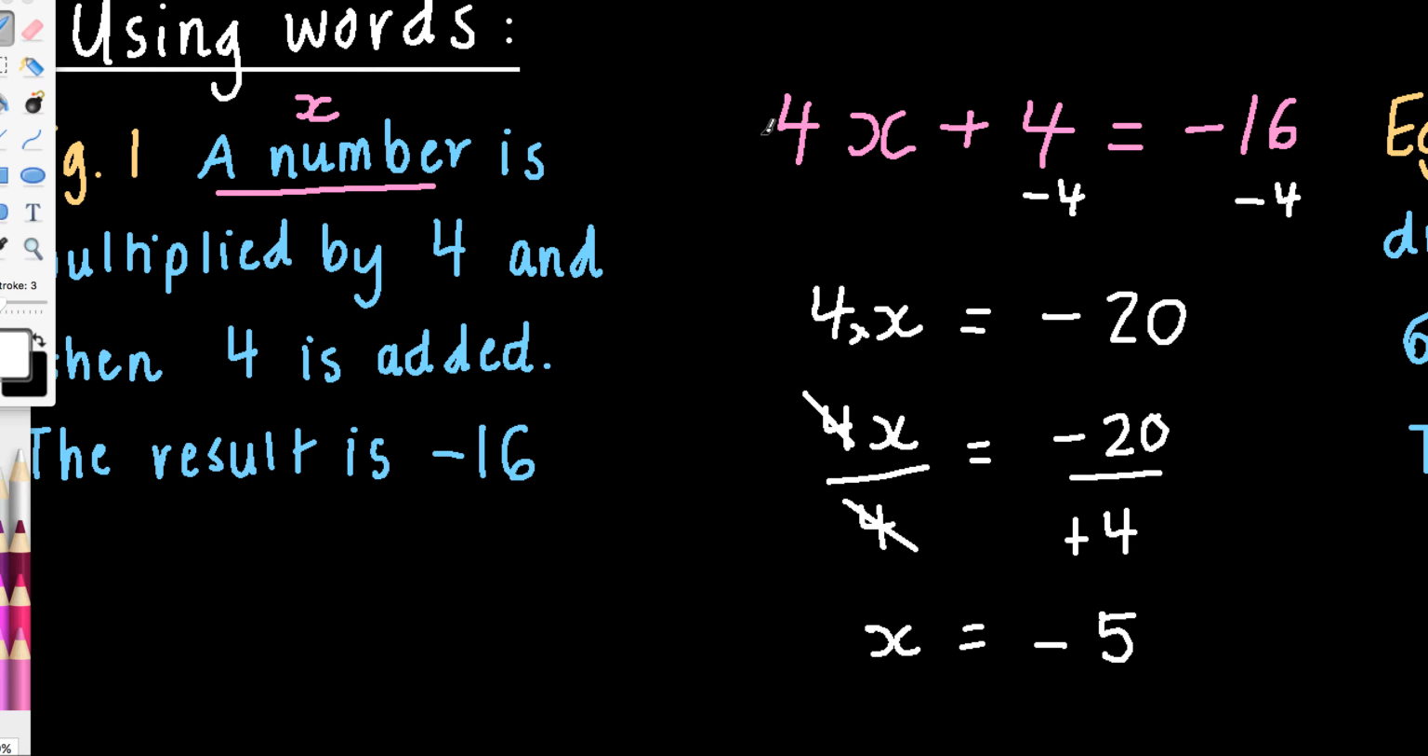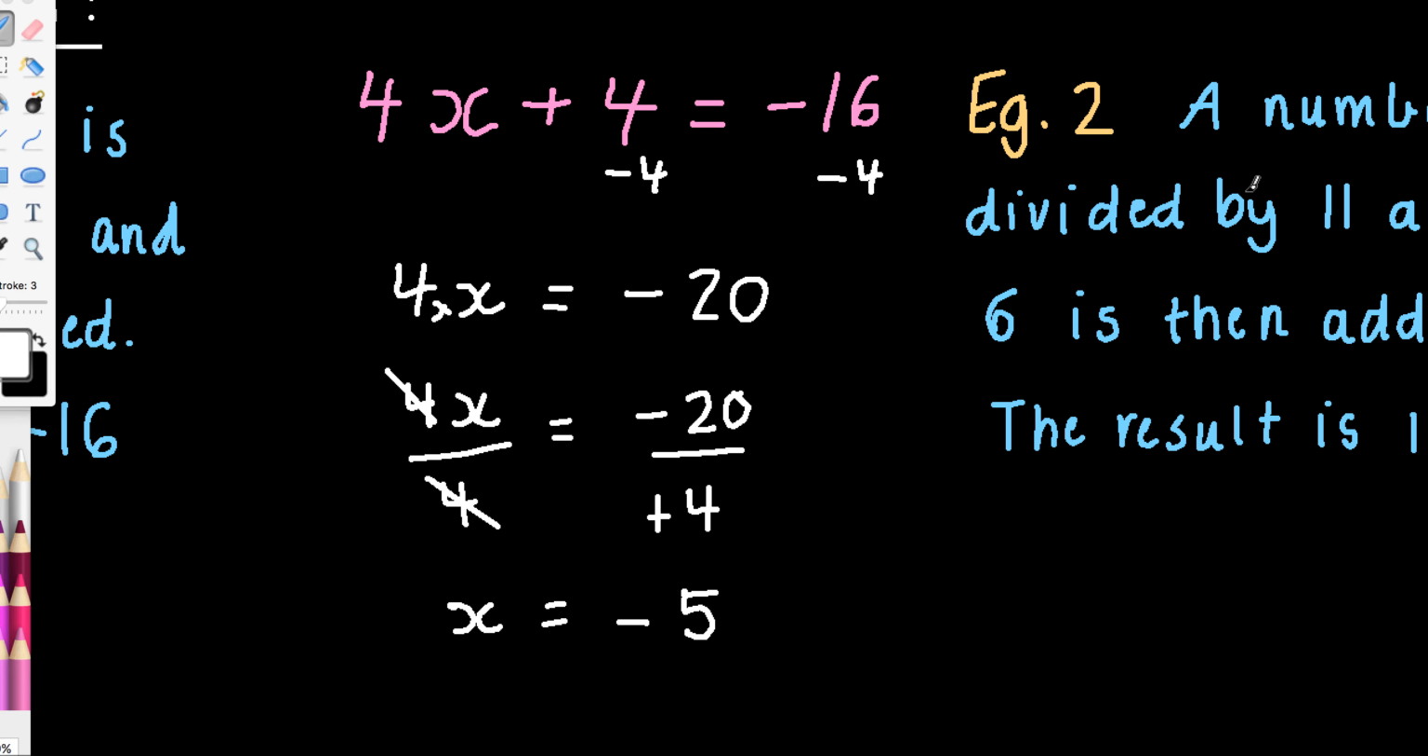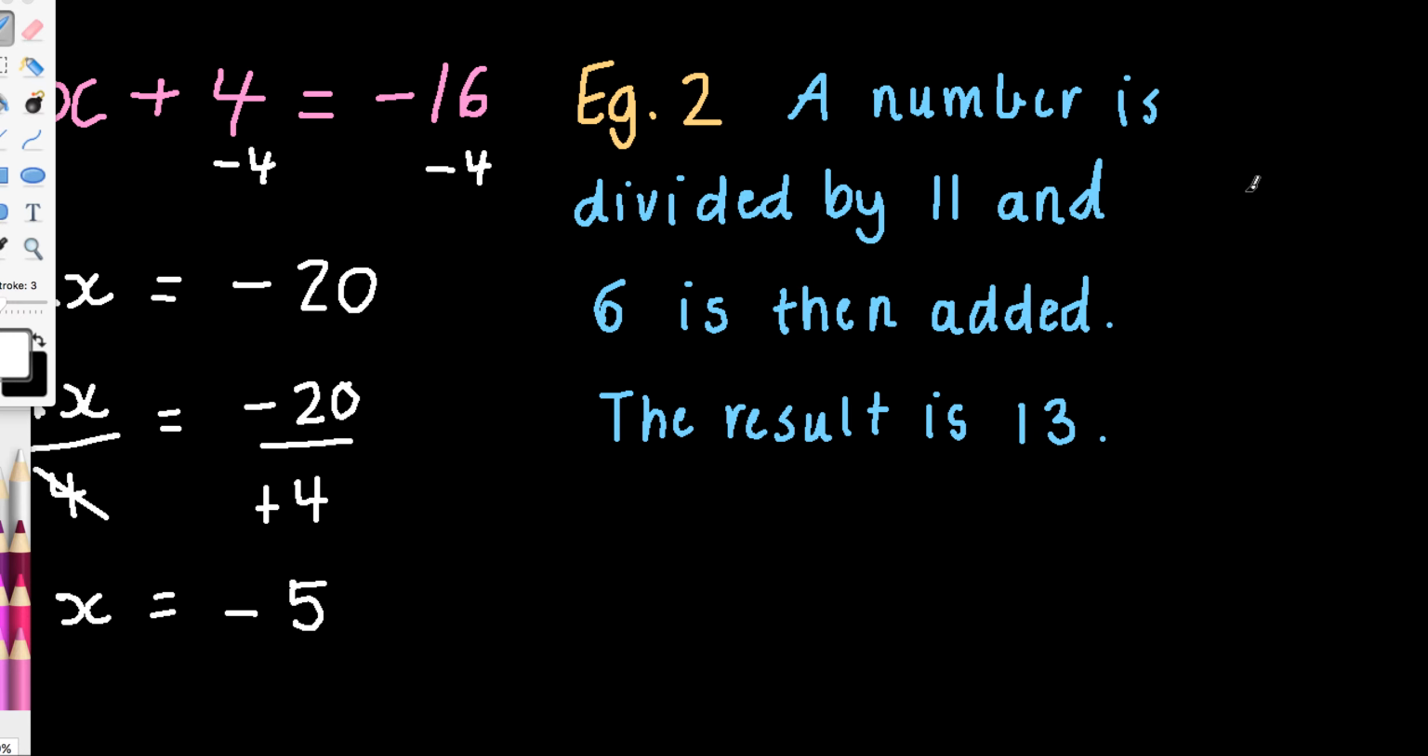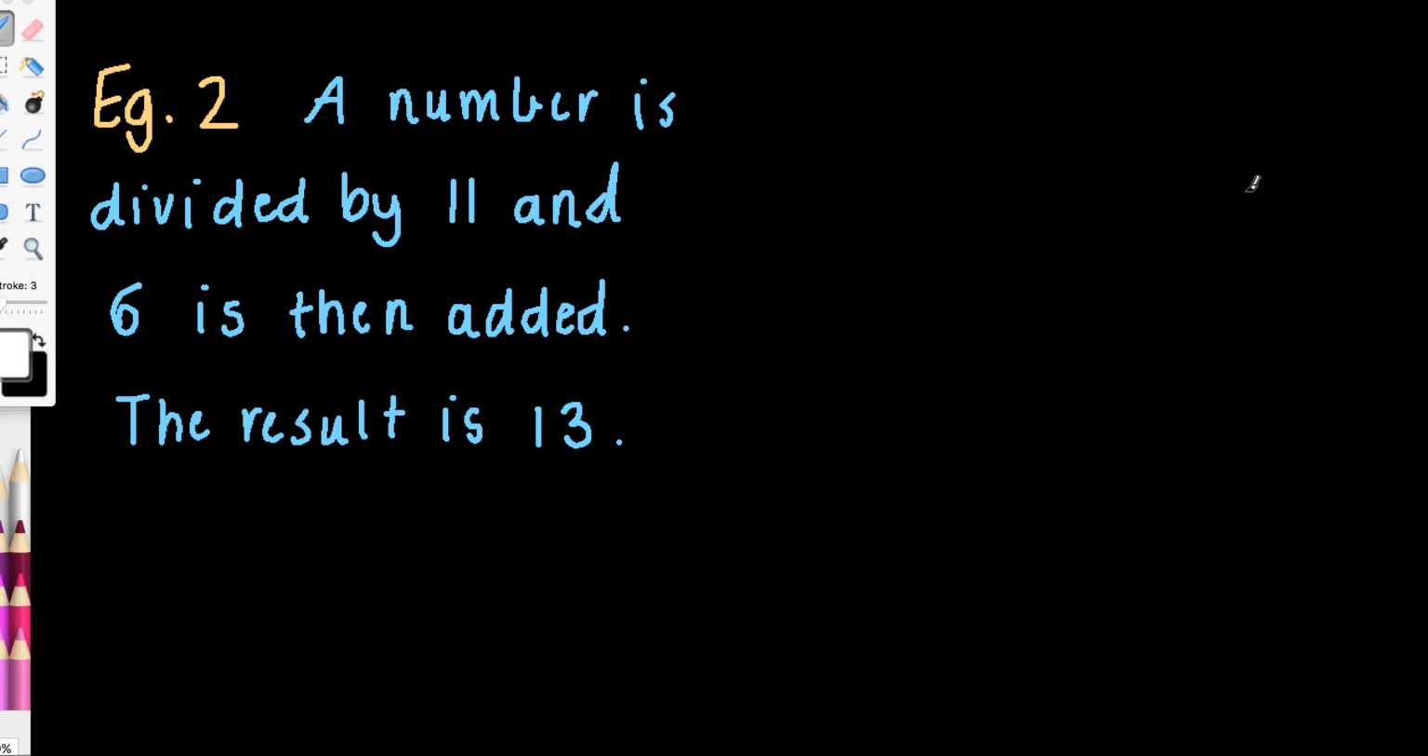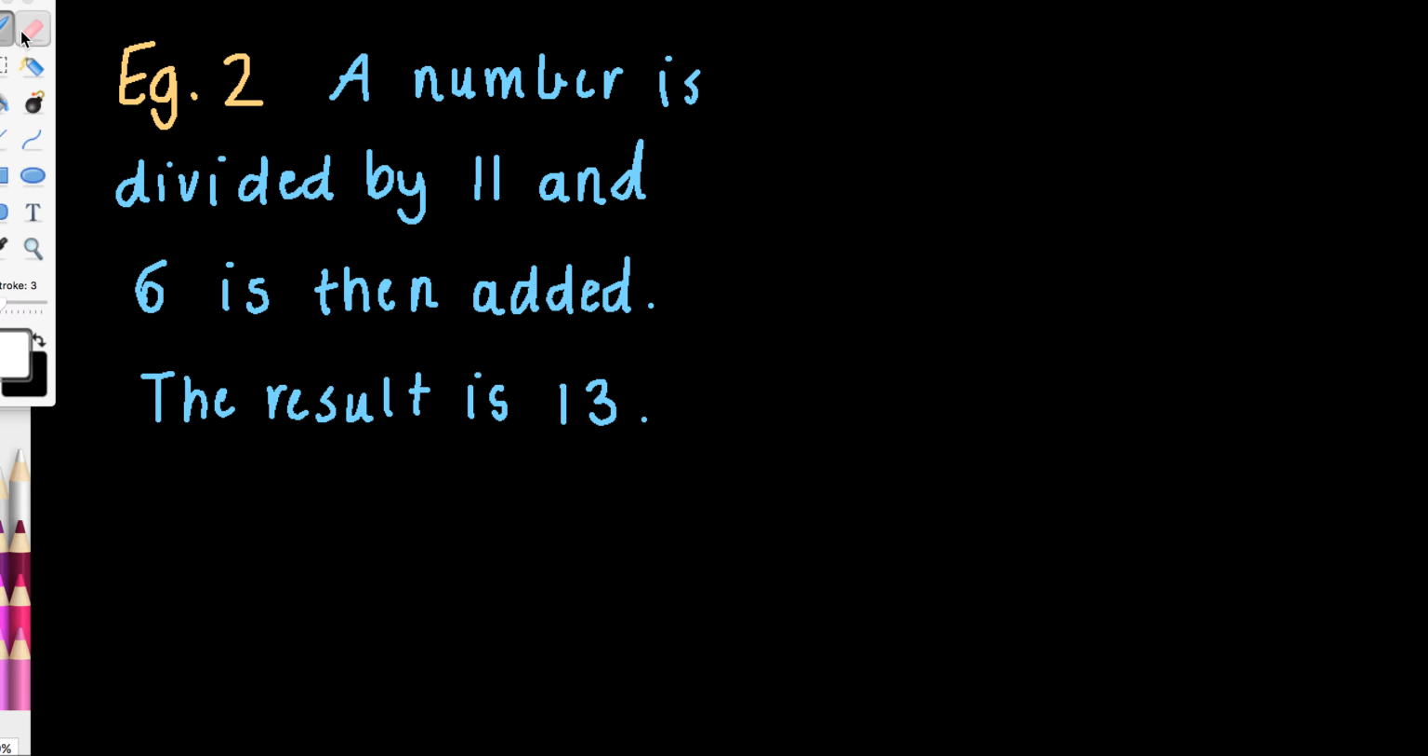We can test that. 4 times negative 5 is negative 20. Negative 20 plus 4 is negative 16. So that one works. Very last one for this video. If you're feeling pretty confident, you might like to pause it and try it before I do. If not, follow along with me.